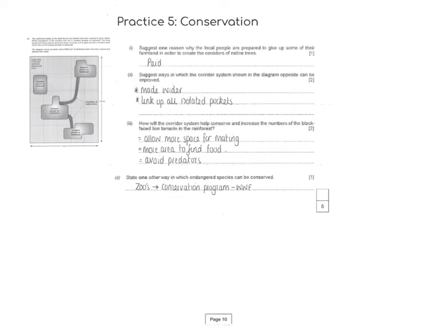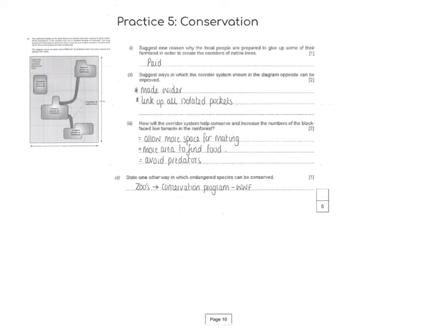Suggest ways in which the corridor system shown can be improved. So if you can see the corridor system here, okay, we could say that the corridors could be made wider. They're quite narrow for the moment. We could make them much wider. And then we could link up all of the isolated pockets. We could add a corridor over here so we can link up all of the isolated pockets in the rainforest.